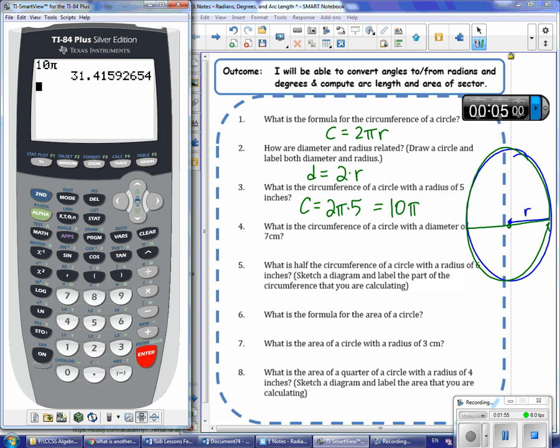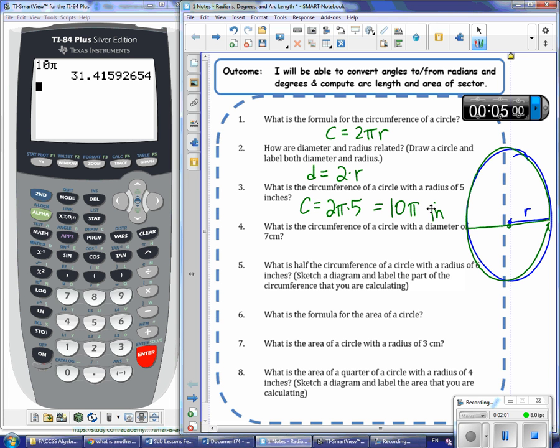It does kind of let me know where the value is on the number line. It's a little bit more than 31, in this case, inches. But to be exact, we're going to leave pi in our answer. So 10 pi is going to be the correct answer, even though it's kind of hard to tell what 10 pi means. In number 4, it says, what's the circumference of a circle that has a diameter of 7?